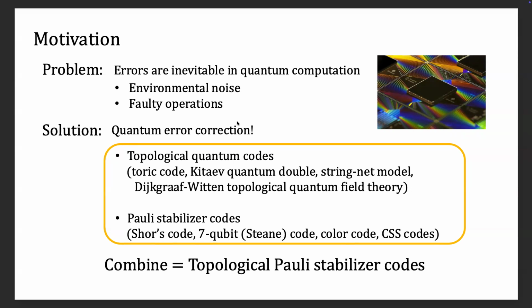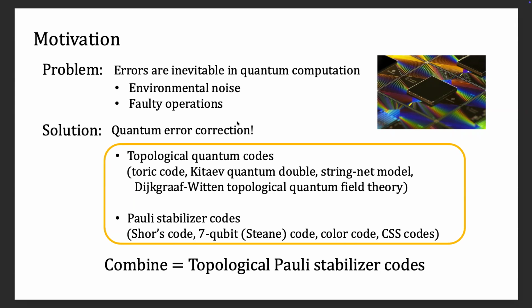Peter Shor proposed the Shor code, which uses 9 physical qubits to encode 1 logical qubit, and we can correct any single qubit error. Similarly, Steane proposed his 7-qubit code, and this 7-qubit code can be generalized to the color code. And generally, we have the CSS code proposed by the 3 people named here. So this is one strategy.